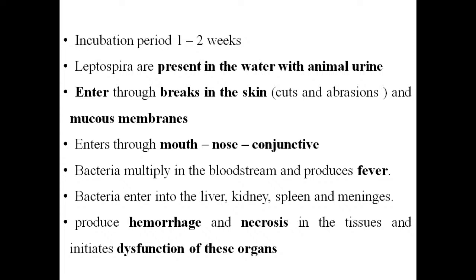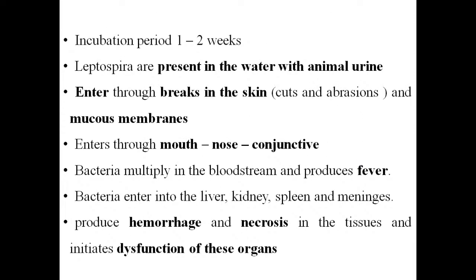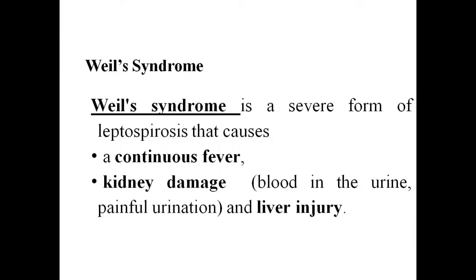There, bacteria secrete virulence factors. We know what they are: fibrinolysin, endotoxin, hemolysin, and plasma coagulase. These virulence factors, let's come back. There, bacteria produce hemorrhages because of endotoxin, and necrosis in tissues because of plasma coagulase, and initiate dysfunction and disorders of these organs.